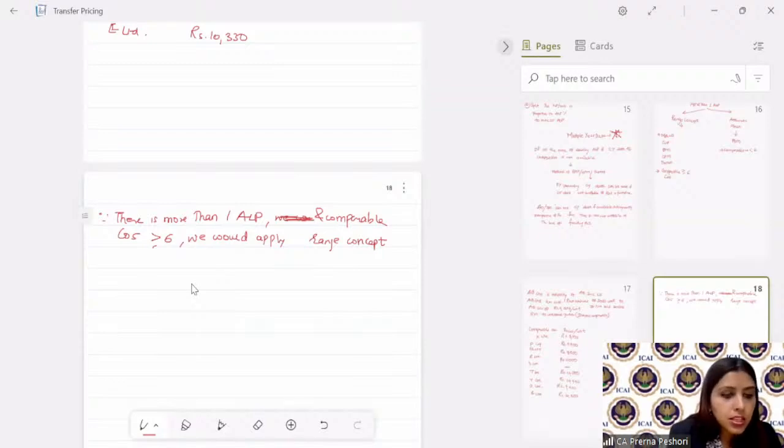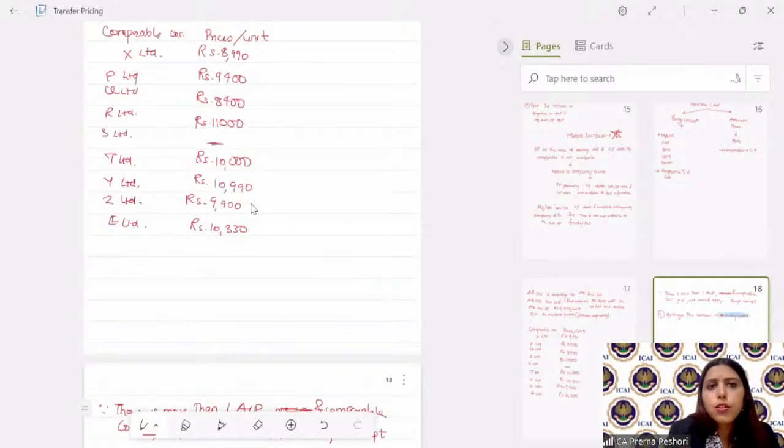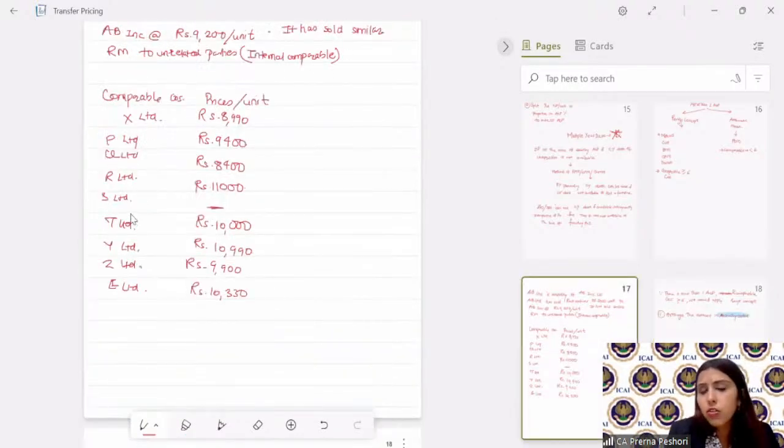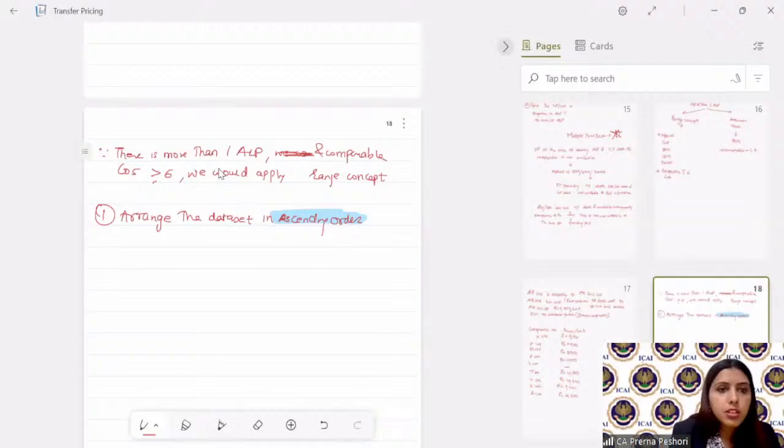The first thing is to arrange the data set in ascending order. Arrange the data set in the ascending order. First thing. So we'll arrange this in the ascending order. First, the smallest one is 8,400, which is Q Limited.